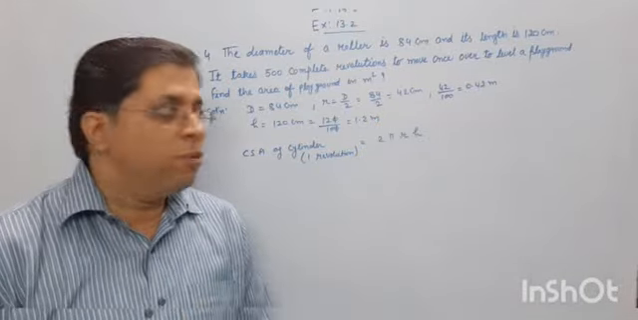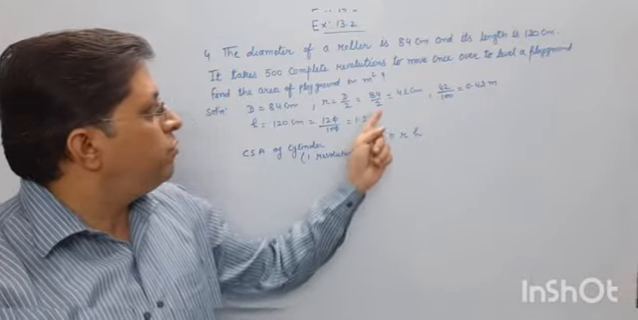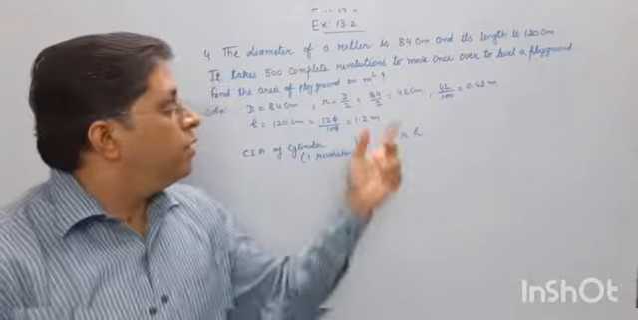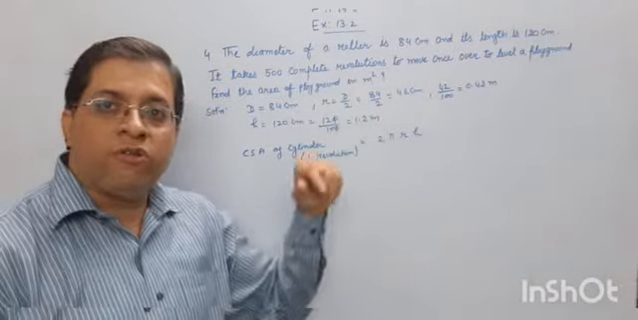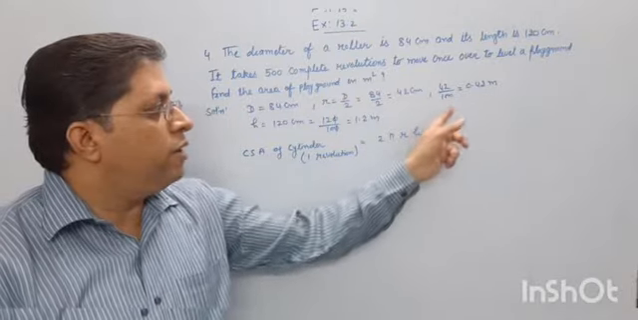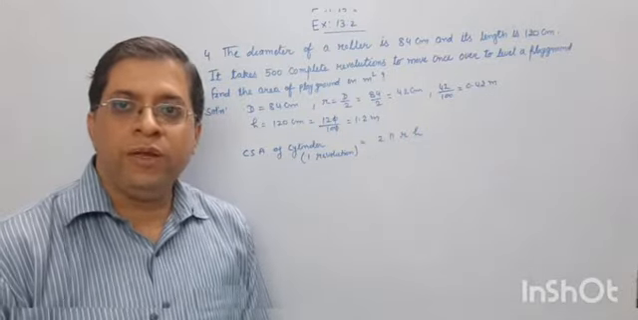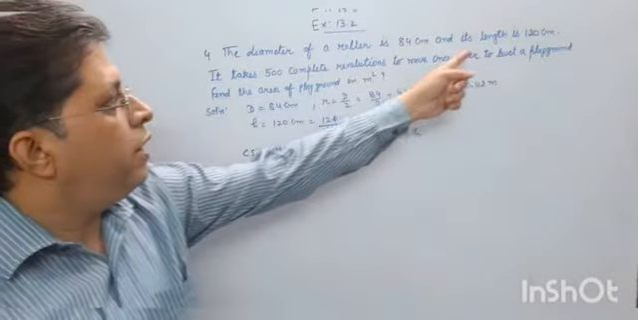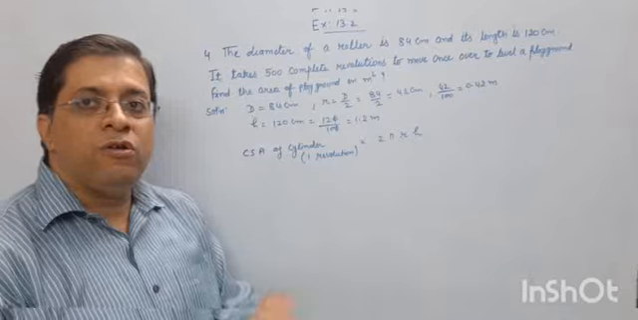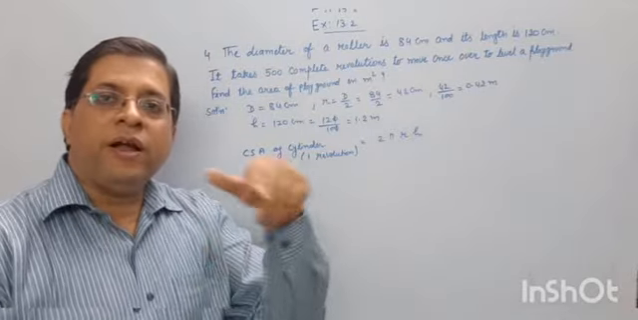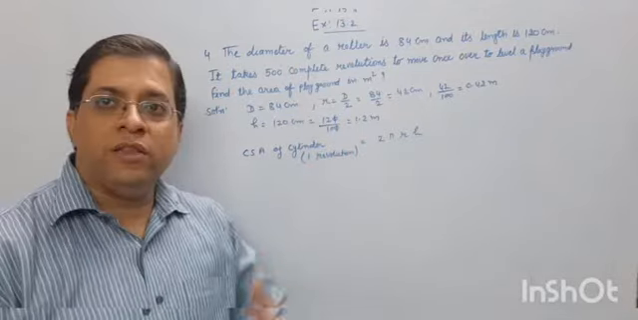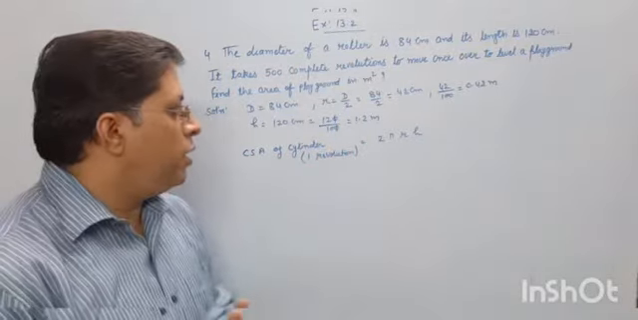42 is in centimeter, but what to do here? Convert into meters, as asked in the question. So you have to divide by 100. After dividing, you will get 0.42 meter. And one more thing, the length is given as 120 centimeter. It means the height is given to you as 120 centimeter. Divide by 100, 12 upon 10, this will be 1.2. Now put values.